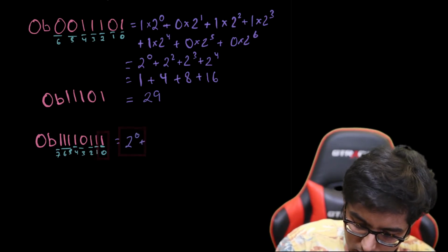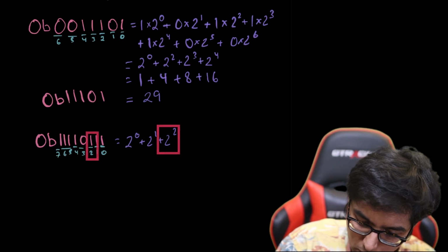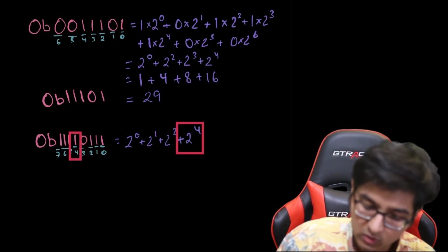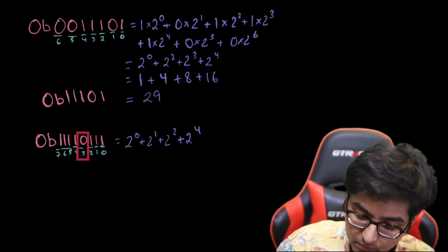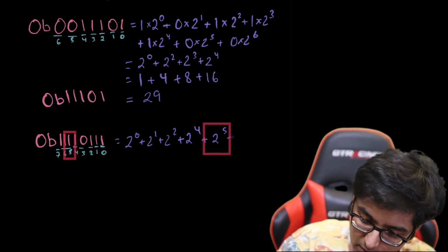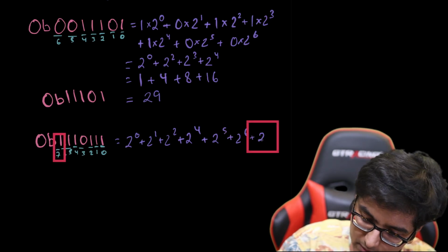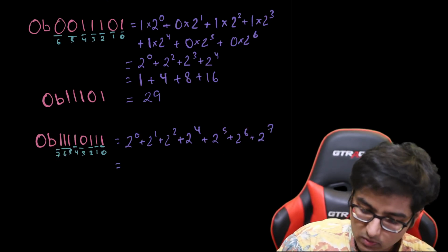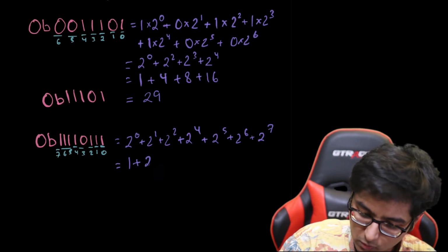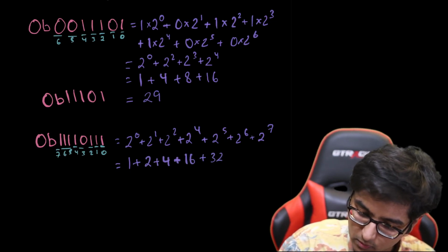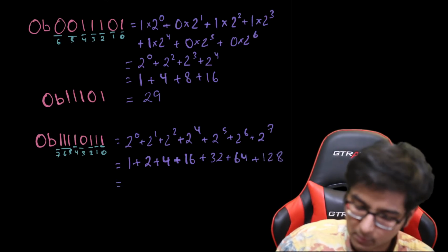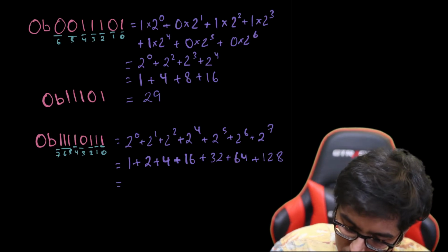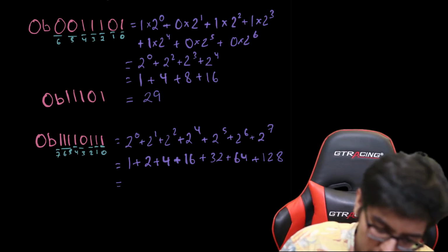plus 2 to the power of 1 plus 2 to the power of 2 plus 2 to the power of 4. Notice we skipped 3 because it has a 0 in the third digit. Plus 2 to the power of 5, plus 2 to the power of 6, plus 2 to the power of 7. And then this simplifies down to 1 plus 2 plus 4 plus 16 plus 32 plus 64 plus 128. And if we were to go ahead and simplify this, let's do some scratch work really fast.